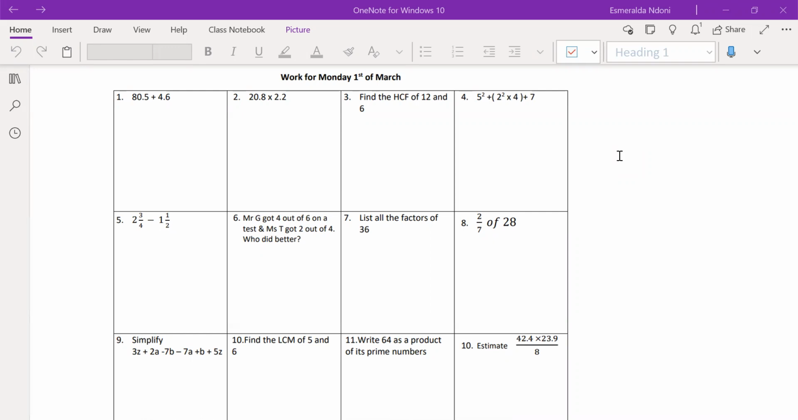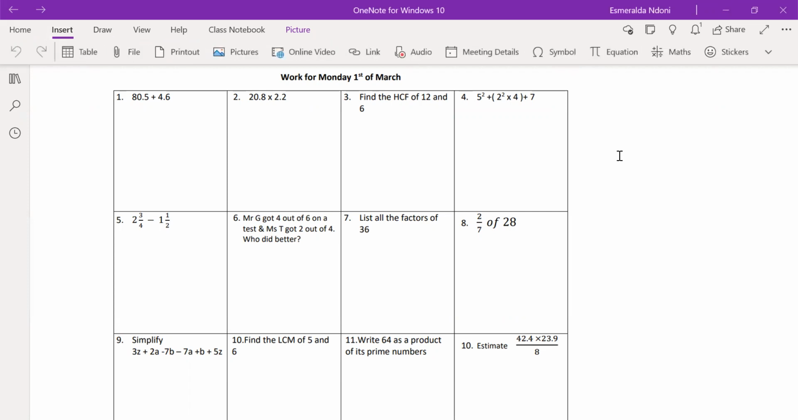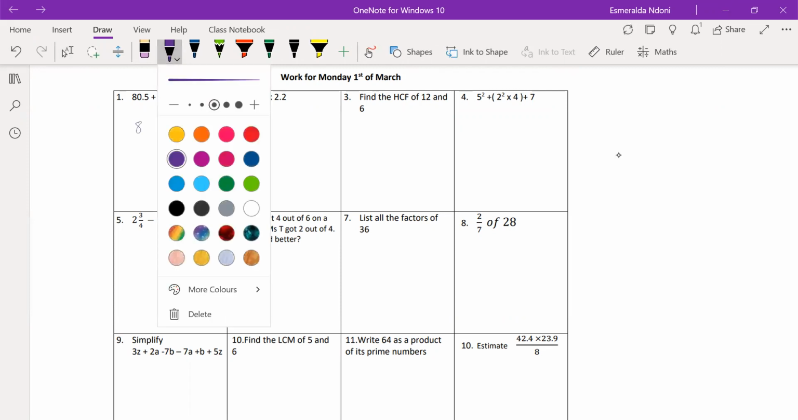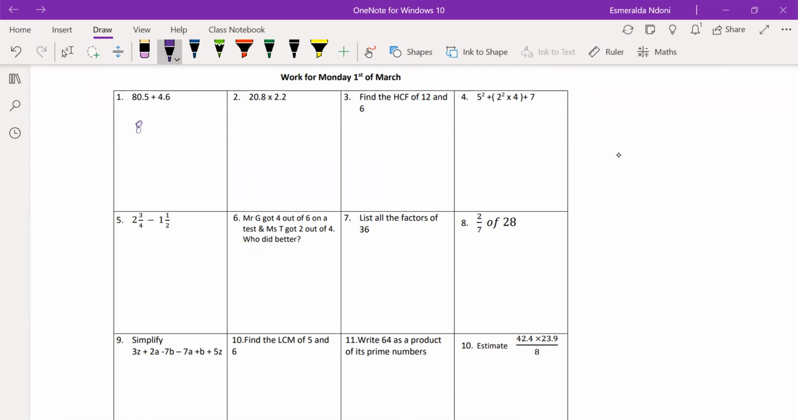Okay, question 1. It's a workout question. We need to add these two decimal numbers. To do so, we need to line units with units. So we need to rewrite the question and write units under units. One second, please. Okay, there we go.